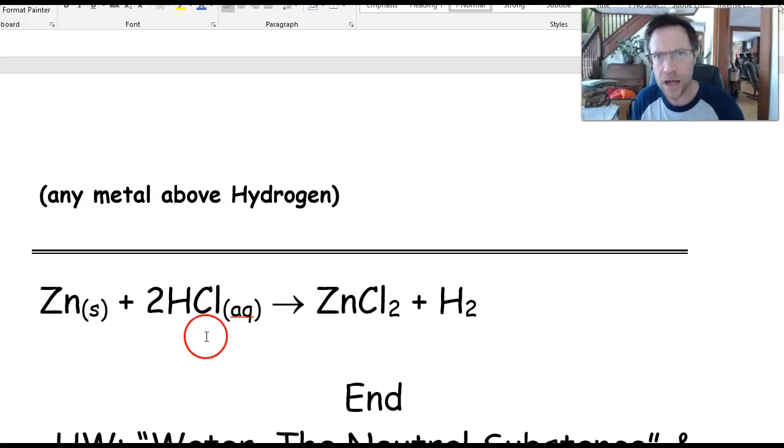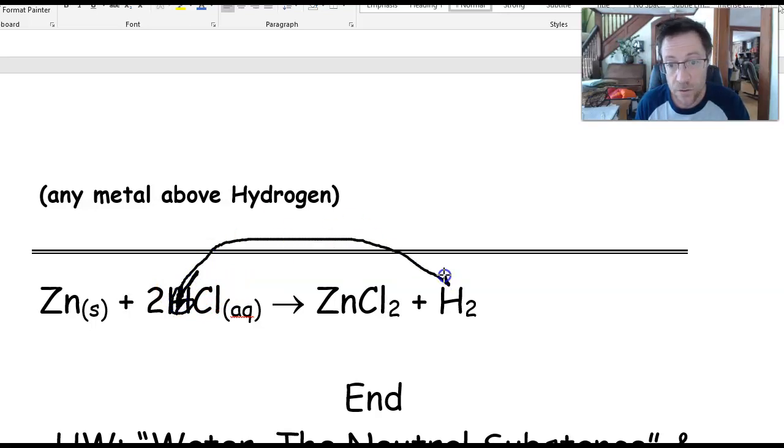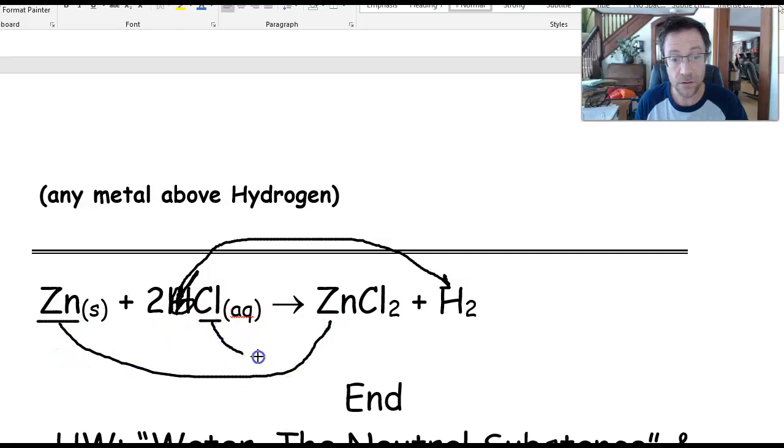And the way that we know what the products are going to be is you take this hydrogen right here, and you get rid of the hydrogen, because all the hydrogen is going to go into hydrogen gas, and the leftovers are going to be zinc and chlorine, and you end up with zinc chloride. Does it make sense? Awesome.